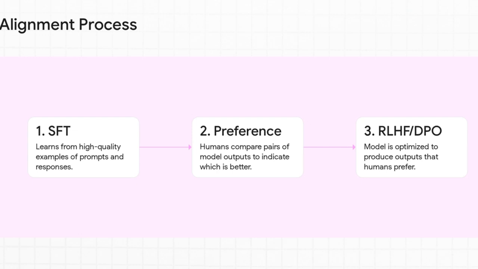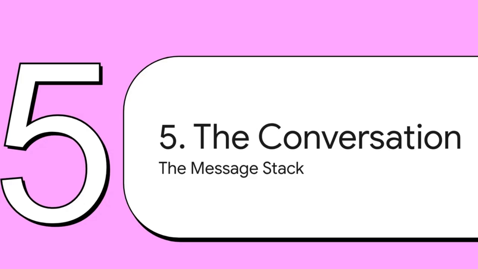And finally, all that data is used to optimize the model at a massive scale, using techniques like RLHF, that's reinforcement learning from human feedback. This is what really shapes its personality and installs those safety guardrails. All right, so the model is built, it's been trained on the world's knowledge, and it's been aligned to be a helpful assistant. Now, let's put all the pieces together and see how it actually handles a real, live conversation with you.